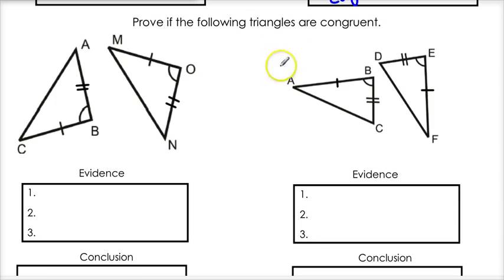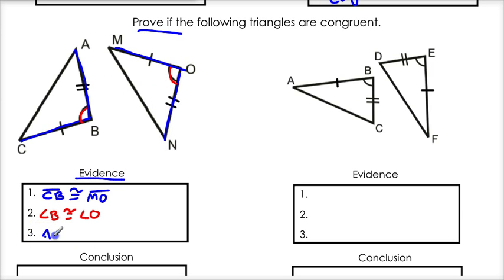So once again, we're going to prove the triangles are congruent. You just collect your evidence and then write your conclusion. In our first one, we see that CB is congruent to MO, and we're writing our evidence. So CB is congruent to MO. I have angle B is congruent to angle O. And finally, AB is congruent to ON.